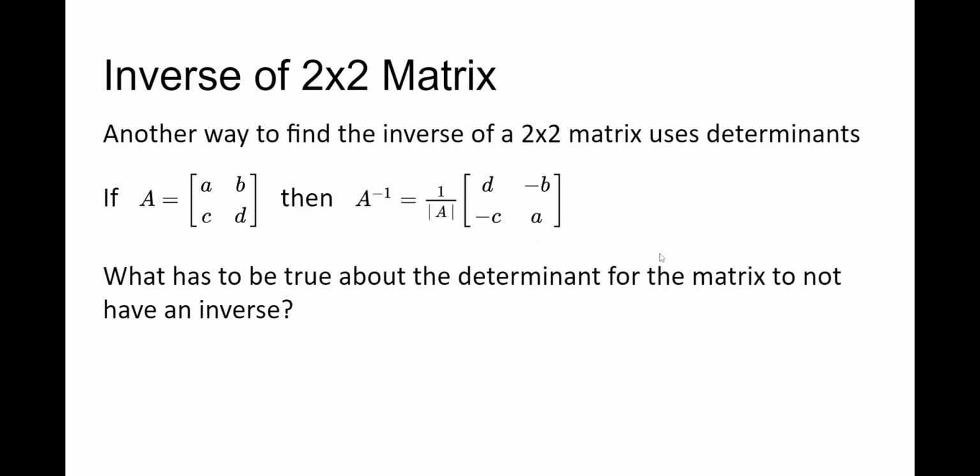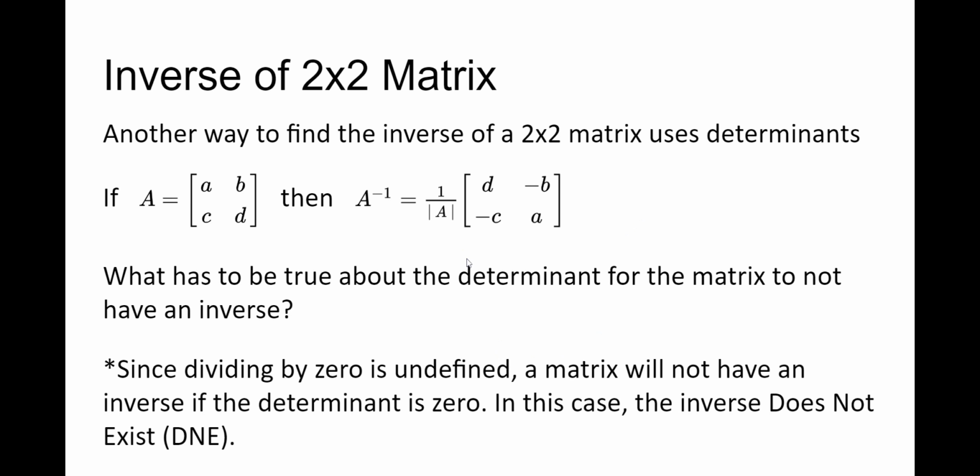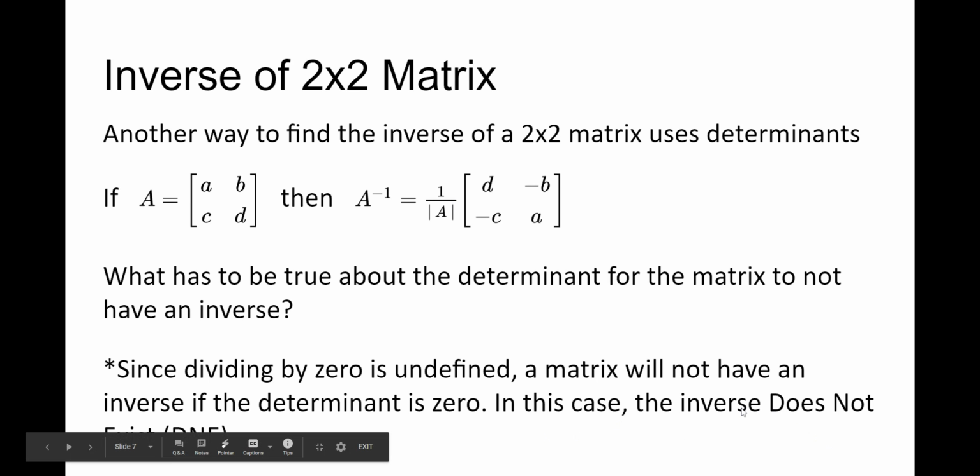What would have to be true about the determinant for the matrix to not have an inverse? If you look at this expression, what could cause it to be undefined? Since dividing by 0 is undefined, a matrix will not have an inverse if the determinant, see, that's here in the denominator, is 0. In this case, the inverse does not exist. If you're using WebAssign, you would have to type DNE on those problems.